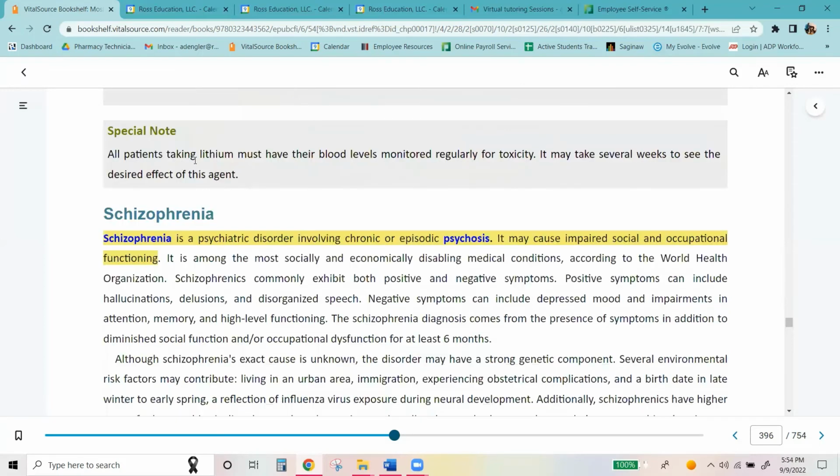All patients taking lithium must have their blood levels monitored regularly for toxicity. It can take several weeks to see the desired effect of this agent. Lithium is kind of an older medication used for this. More than likely, it's not being prescribed to newer, younger patients, just because of all of its side effects.